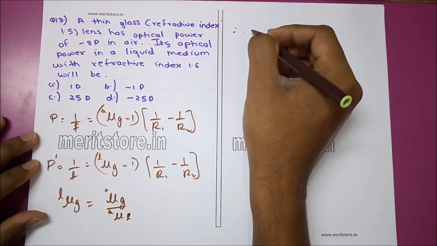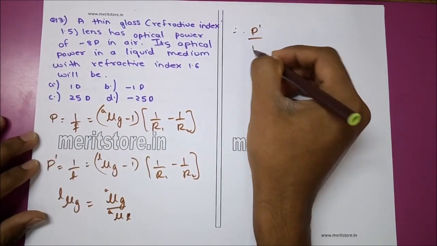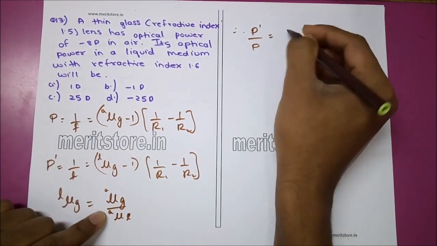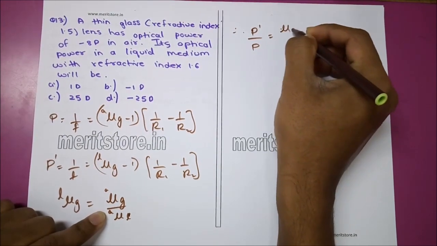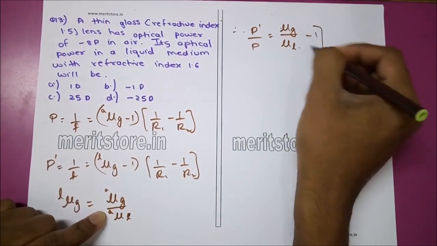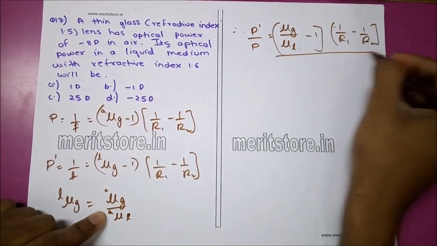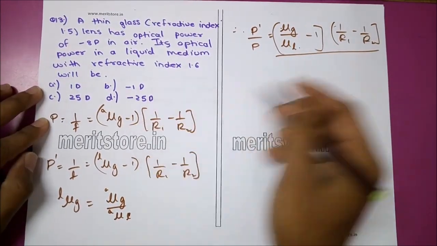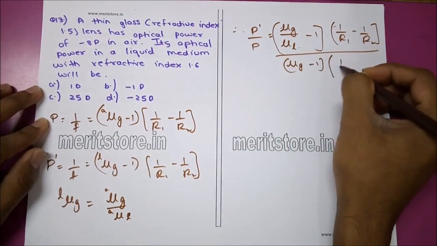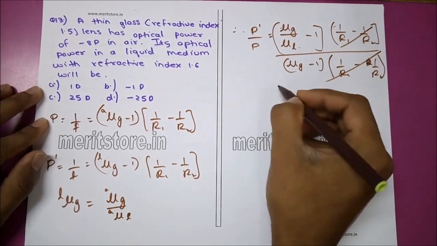So therefore, you can write P dash, or the power in the medium upon power in the air, as mu of G upon mu of L minus 1 into 1 upon R1 minus 1 upon R2, the whole thing divided by that in the air as mu of G minus 1 upon R1 minus 1 upon R2. So these get cancelled.